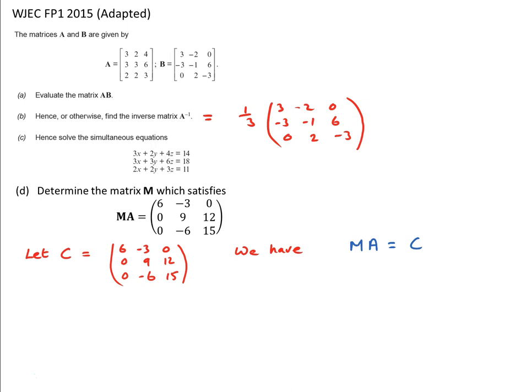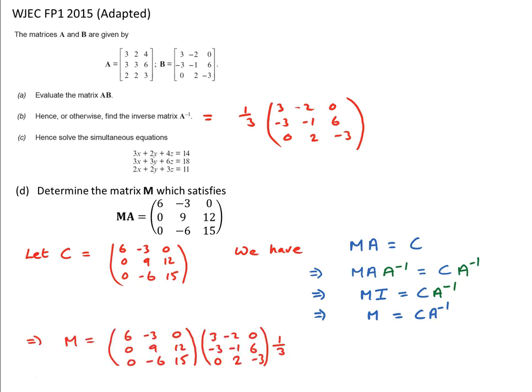So what we really need to do is try and knock out the A. And we can knock out the A on the left-hand side by post-multiplying each side of the equation by A inverse. So we've got M A A inverse equals C times A inverse. A times A inverse is just the identity. So the left-hand side becomes M times the identity equals C times A inverse. M times the identity just gives me M. So I've got M equals C times A inverse. So to find out what M is, we simply need to multiply C by A inverse.